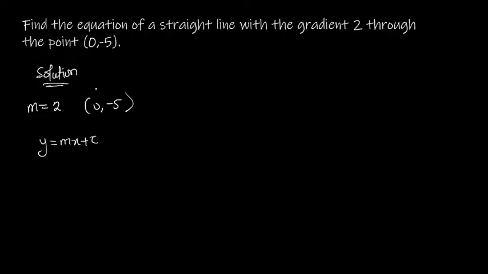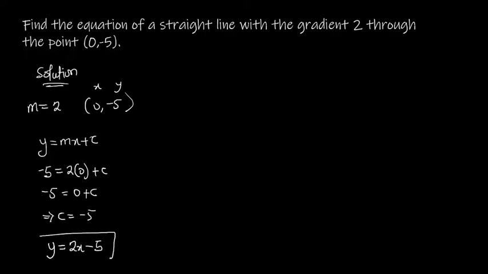I do that by substituting. This is x, this is y. So I substitute this into the equation. I have -5 is equal to m, which is 2, multiplied by x, which is 0, plus c. So I have -5 is equal to 2 multiplied by 0, which is 0, plus c. Therefore c is equal to -5. From here, the equation of my straight line is y is equal to mx plus c, where m, the gradient, is 2, and my constant is -5. So this becomes my equation of the straight line.